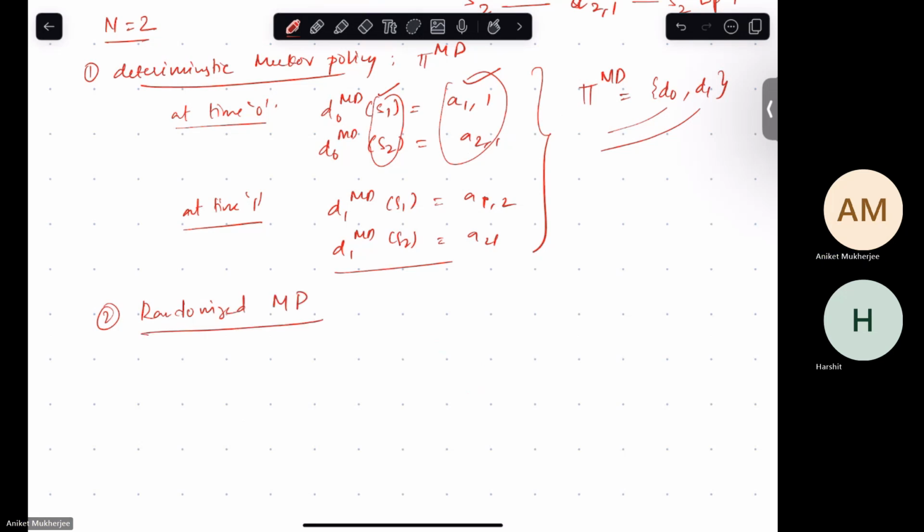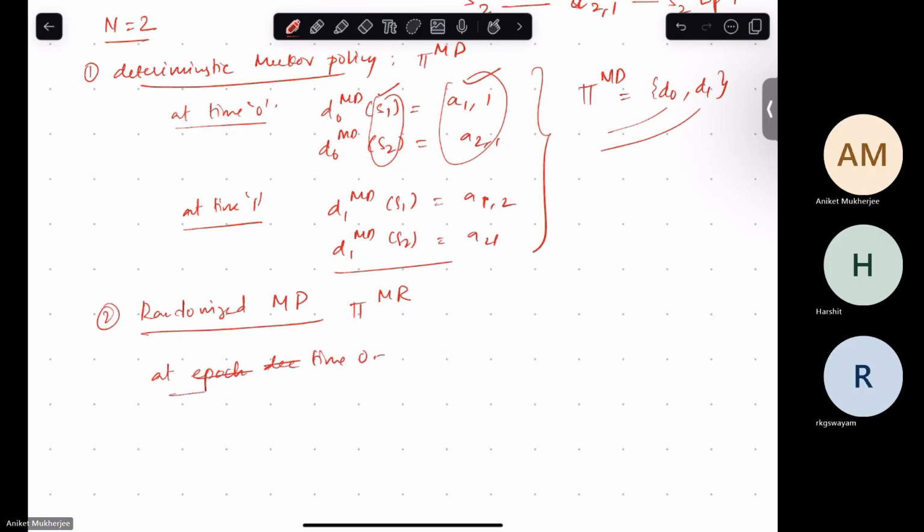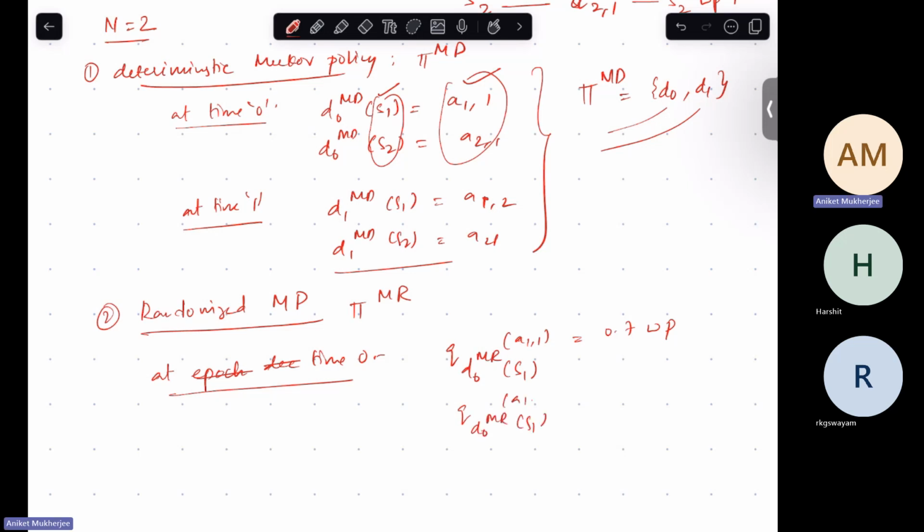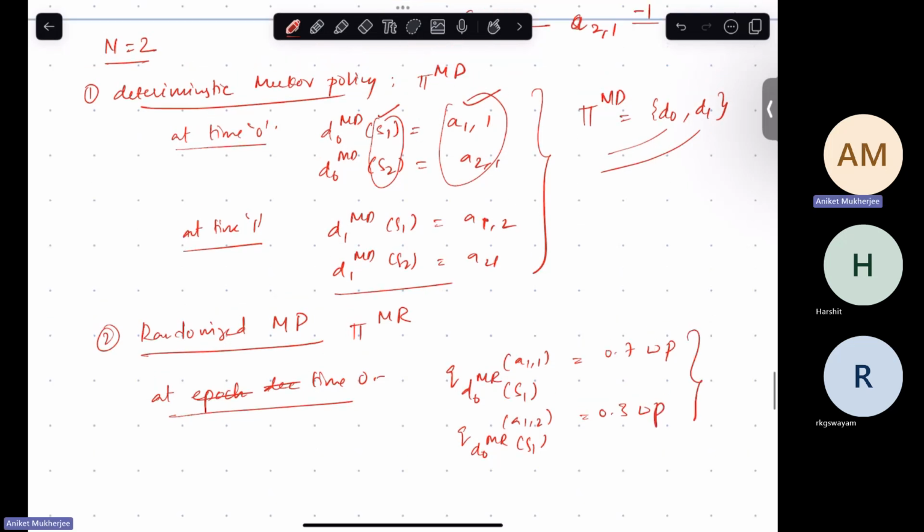Now, if you want a randomized Markov policy, or pi MR, then basically you can say that at the decision at time 0, you have q d0. Now you have randomized Markov: at state S1, action A11 you take with probability 0.7, and similarly S1 A12 you take with probability 0.3. So if you define something like this, then basically you're defining randomized Markov policies.